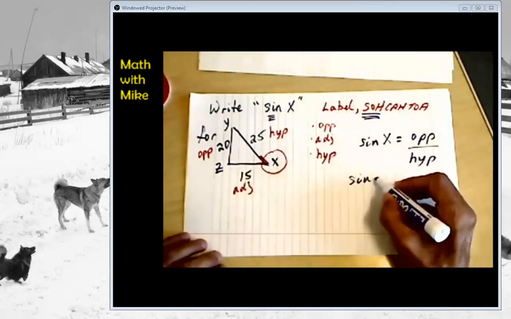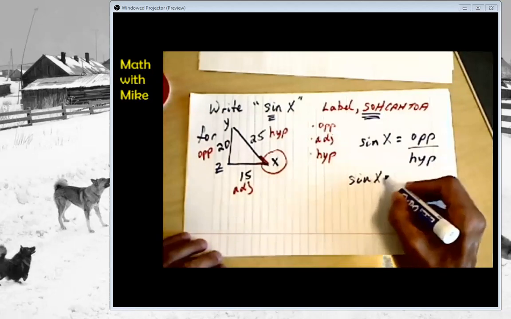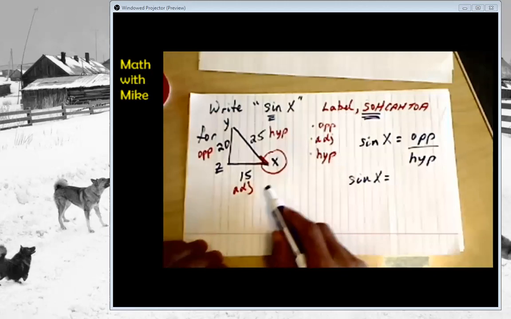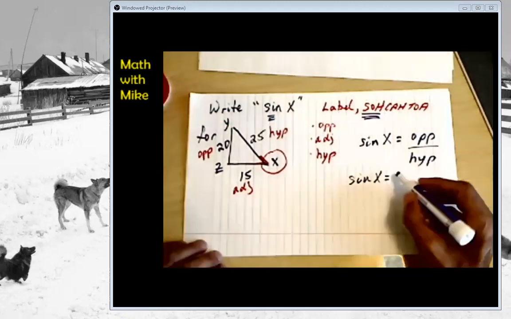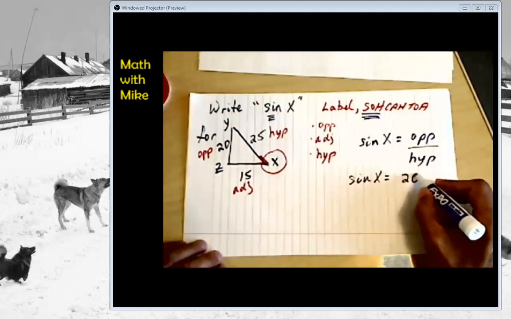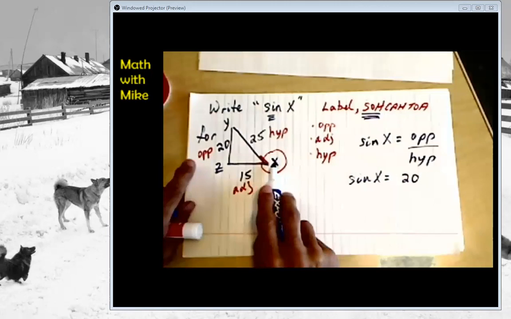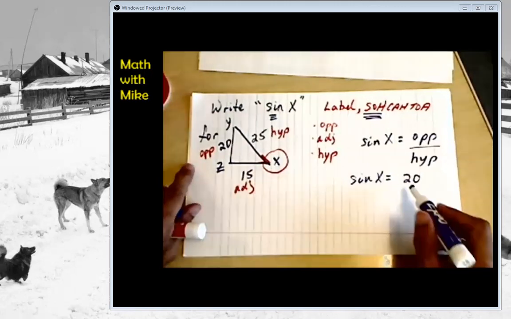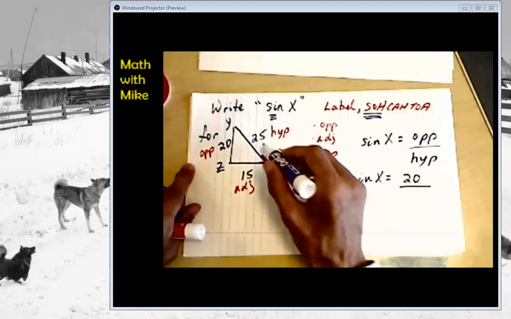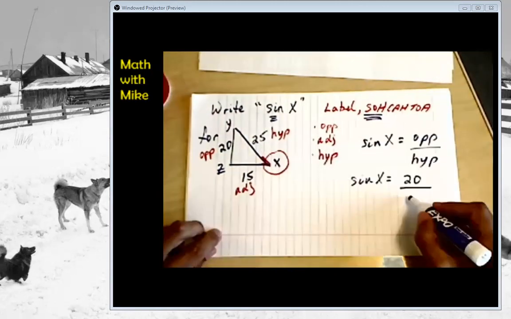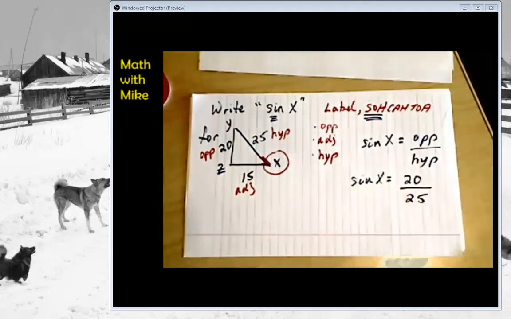So what is the opposite side? We go back to our good work here. 20, right? 20 is the side that is opposite of angle X. The hypotenuse, how long is it? 25, because they told you. That's what's there in the question. And so now, it's basically done.